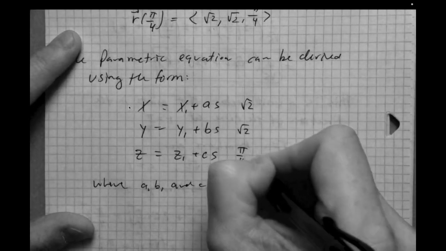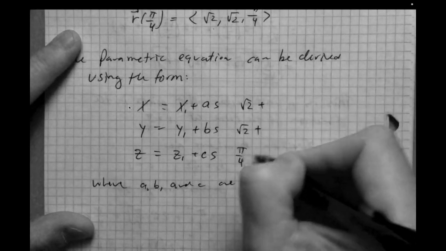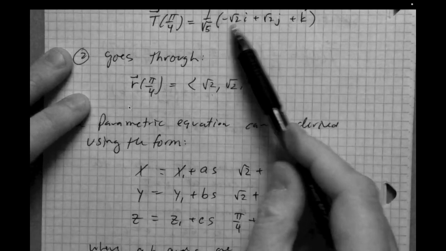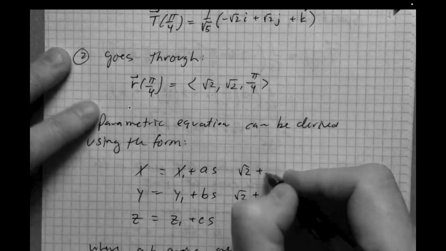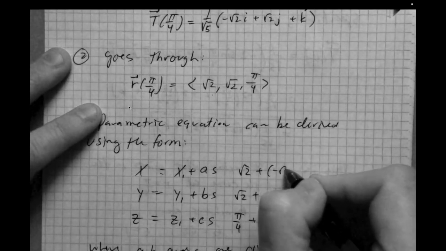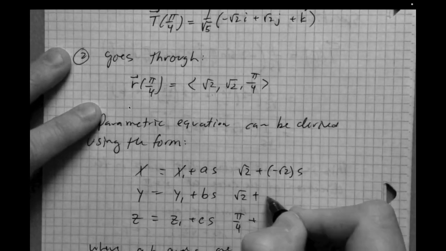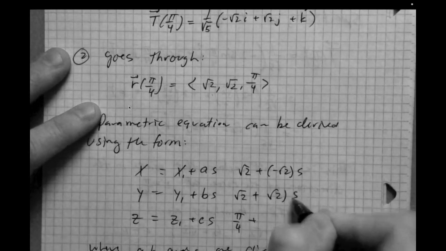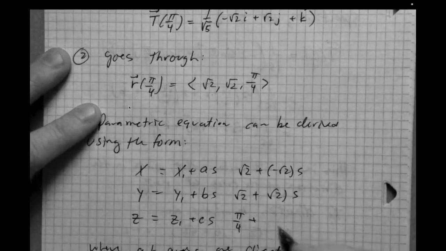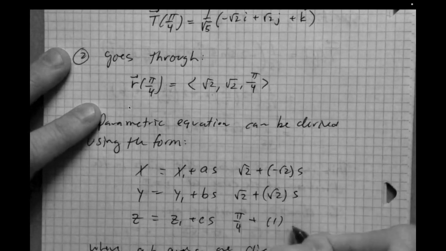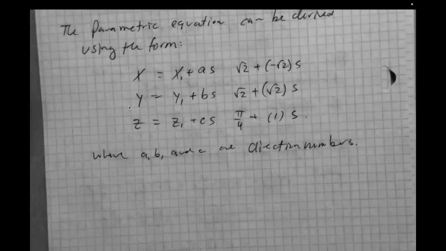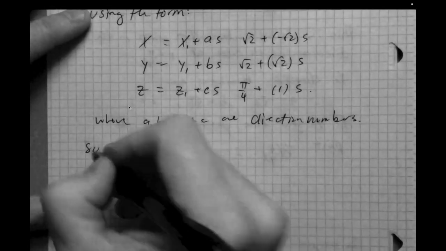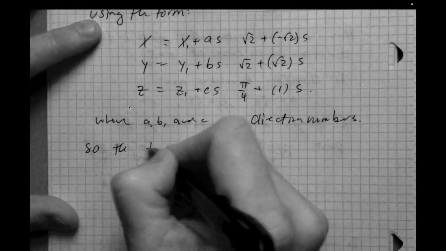And pi over 4. And then your a, b, c we're going to pull off of this. So it'll be plus negative square root of 2 s, and then plus square root of 2 s, and then this one is just plus basically 1 s. Okay. All right.